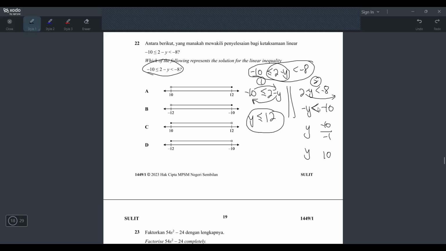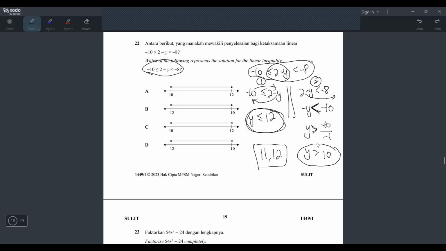You have to flip the sign. So the smaller has to become bigger. Why does it have to become bigger? The reason is very easy. It's because you divide by a negative. When you divide by a negative, you have to flip the sign. So your y has to be bigger than 10, but smaller than or equal to 12 at the same time. It means your answer will be 11 and 12.